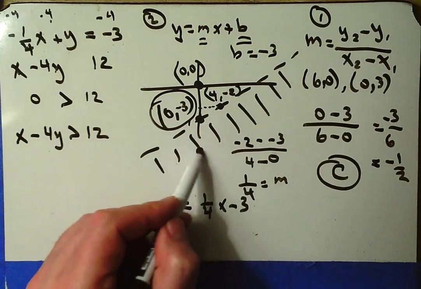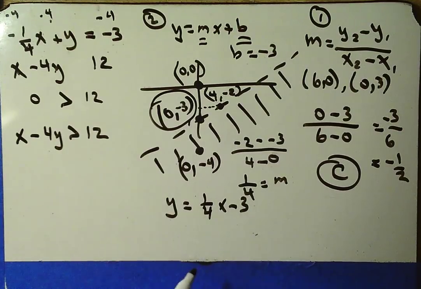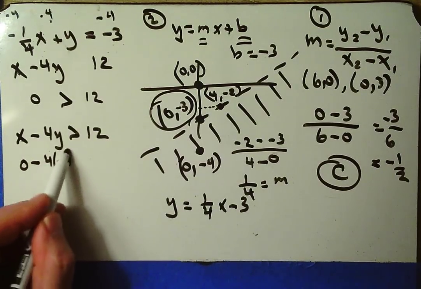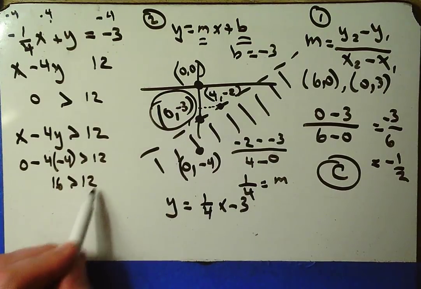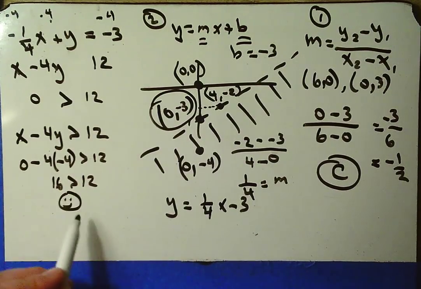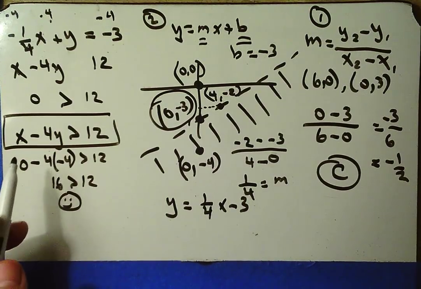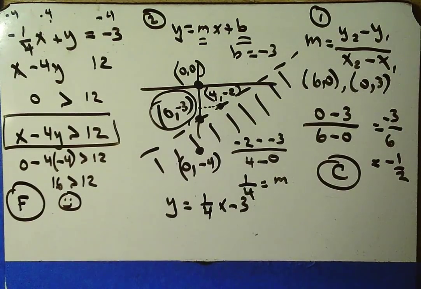Okay, so if I test that by plugging in a point here, like 0, negative 4, that should be a solution. That should be correct. 0 minus 4 times negative 4 is greater than 12. Well, it looks like 16 is greater than 12, and that is true. So I chose correctly with the inequality symbol. And this corresponds with choice F. Okay, there's number 2. Number 3.